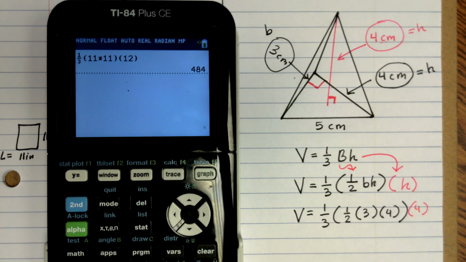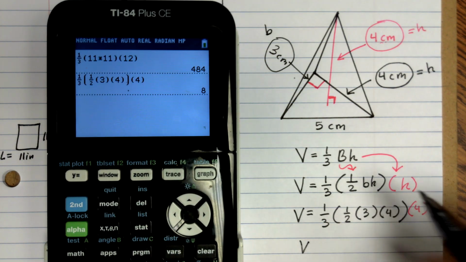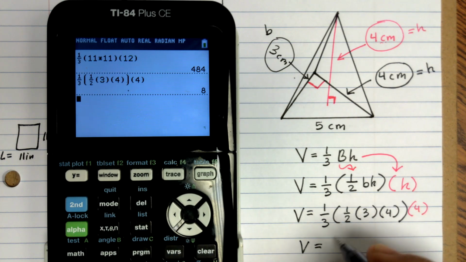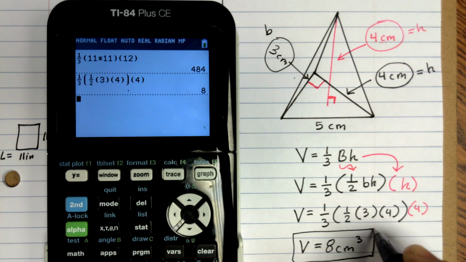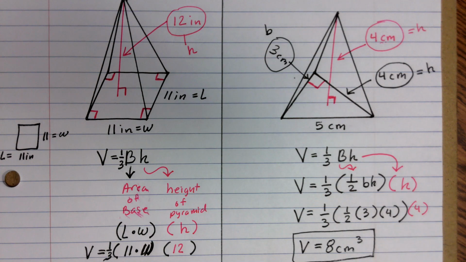So I'm going to hit alpha y equals enter to put in the 1/3. Put a parenthesis. I am going to hit alpha y equals enter again to put in my 1/2. And then parenthesis 3, parenthesis 4, close parenthesis, and then the height of the pyramid, 4. And in this case, I get 8. So the volume of this triangular pyramid is equal to 8 centimeters cubed. And now you know how to find the volume of a square base pyramid or a triangular base pyramid.